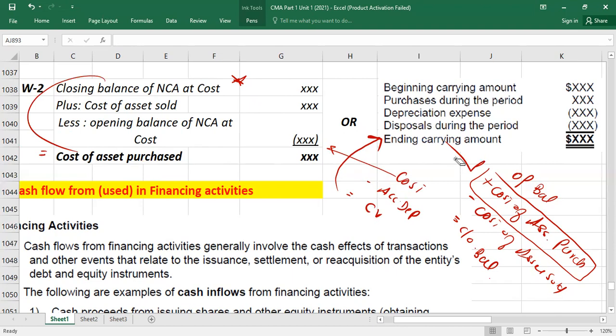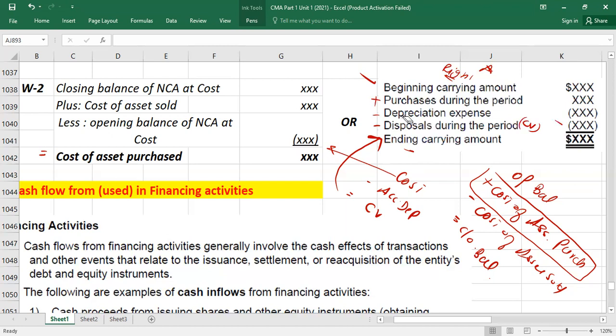Sometimes, if data is given about these values, this is the right equation written. And this you have to reverse in order to get cost of asset purchased. What is the right equation first? We take the beginning carrying amount of the asset, carrying value, plus purchases during the period, deduct depreciation expense for the period because it reduces your carrying value, minus disposal, carrying value of asset disposed during the period.